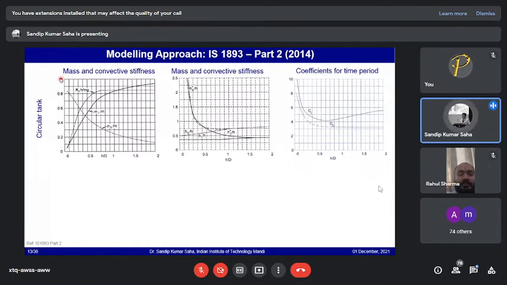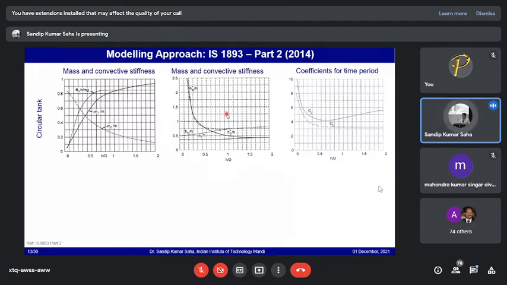Here you can see the variable is given from 0 to 1. So as a ratio, you can find out from there. Once you know the slenderness ratio, which is defined in terms of H by D for a circular tank, you can find out the value of Kc, Mi, or Mc.